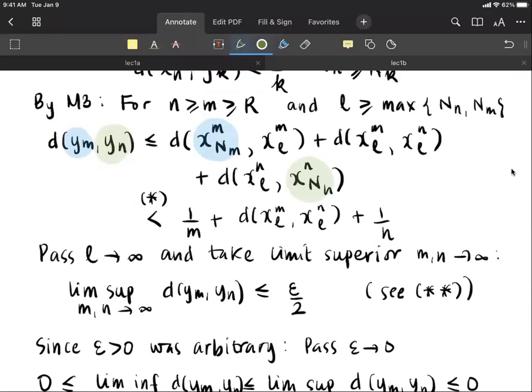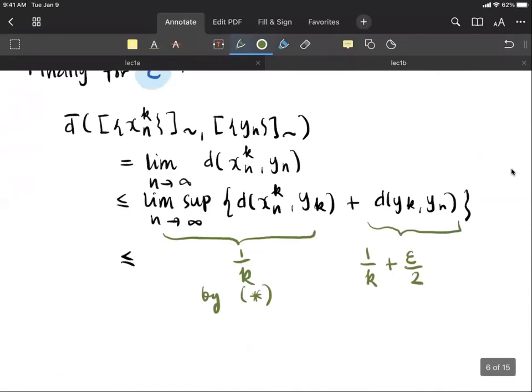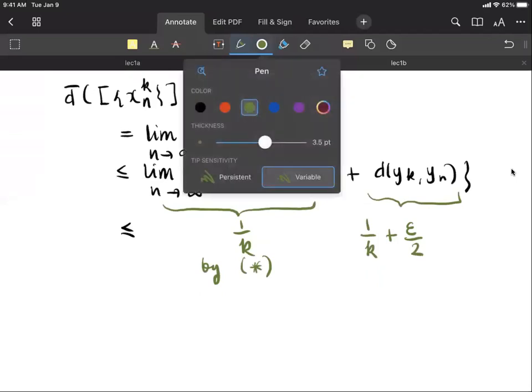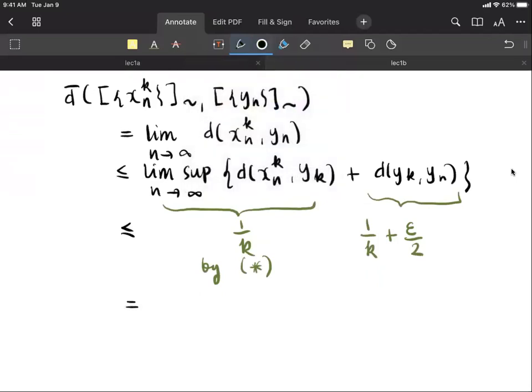So in this case, you need to apply, in fact, this one. You interchange m here by k. You pass to infinity. This one will go to 0, and this one is less than epsilon over 2. And you end up with that inequality. So that would be 1 over k plus epsilon over 2. So combining the estimates, this is 2 over k plus epsilon over 2.